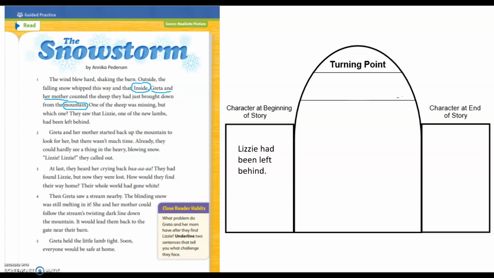I've identified the problem for you. One of the sheep is missing. The sheep that's missing is Lizzie, and she's been left behind. So the problem is Lizzie had been left behind. Now let's see how Greta and her mother respond to the problem through their thoughts, words, feelings, and actions.